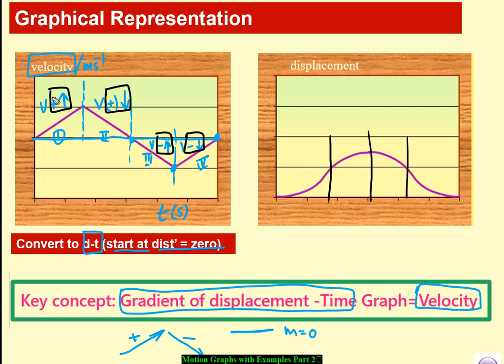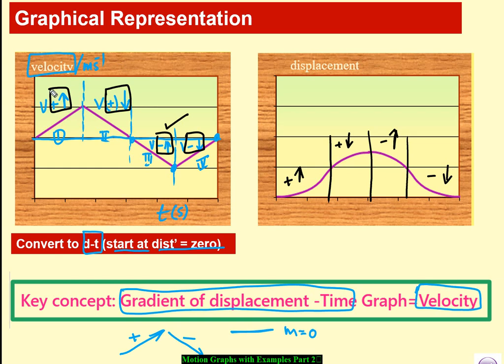First one, you see the gradient has to be positive and increasing. As you can see here, the gradient is positive and increasing. Second part, the gradient has to be positive but decreasing. You can see that in this part. Next part, the gradient has to be negative and the gradient has to be increasing. So we can see the gradient is negative and increasing. In the last part, the gradient still has to be negative but it has to be decreasing. So this is simply how we can convert a velocity time graph into a displacement time graph.